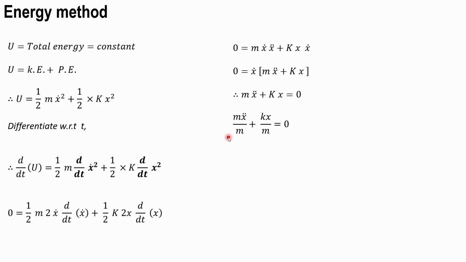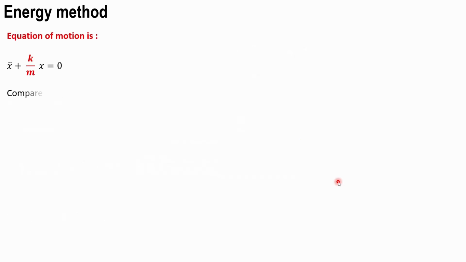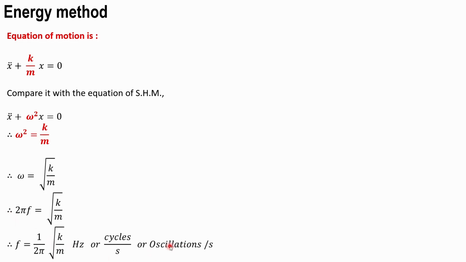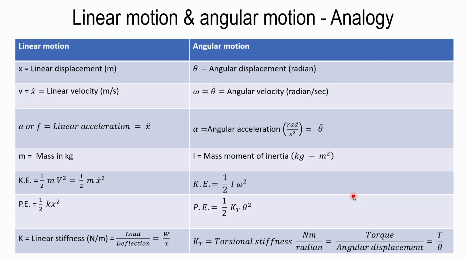Now divide throughout by m. So m will get cancelled, and we get ẍ plus (k/m)x is equal to 0. This is the expression for the spring mass system. In the previous case we derived it by the free body diagram method, and now this is the energy method. Here also, if you compare this with the equation of S.H.M., you will get ω² equal to k/m, or ω equal to the square root of k/m, and frequency is ω equal to 2πf, so frequency will be equal to 1/2π times the square root of k/m hertz, or cycles per second.